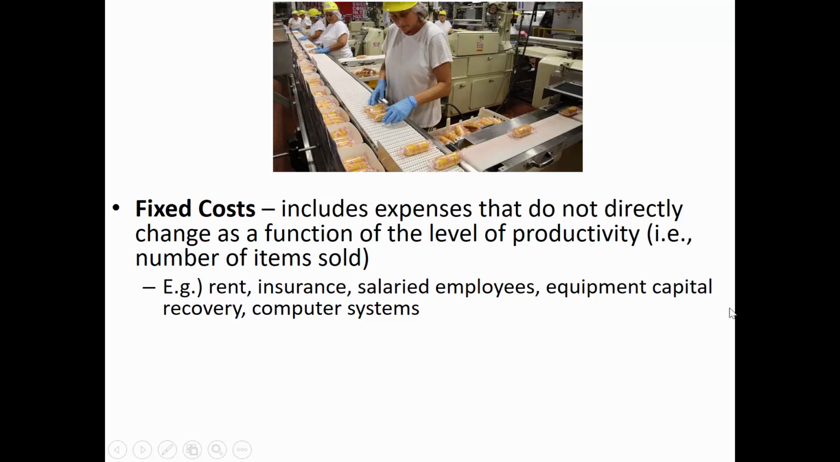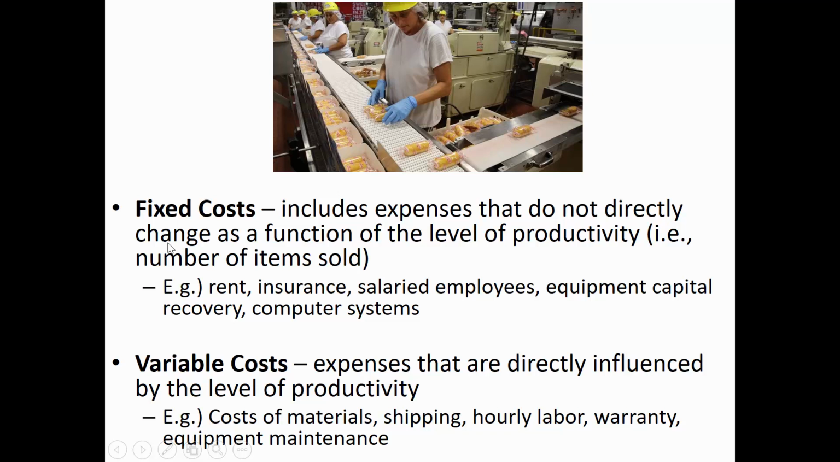Here's a list that the book mentions as typical fixed costs. Variable costs are those that are affected by how much of the item is being made.